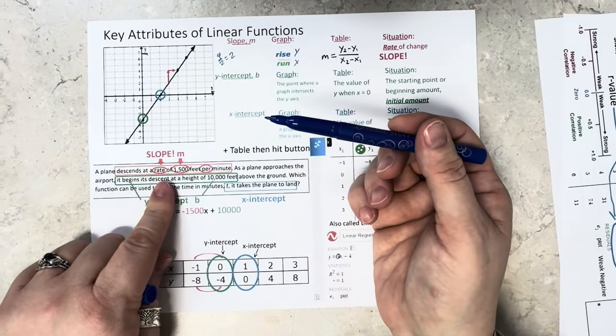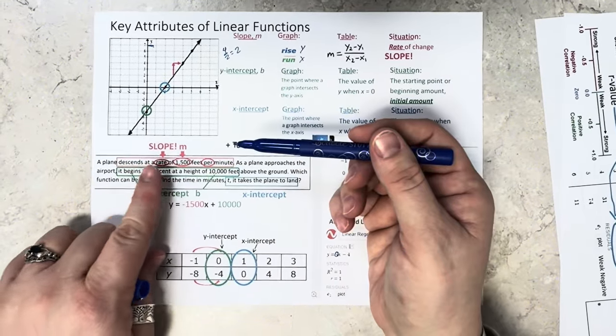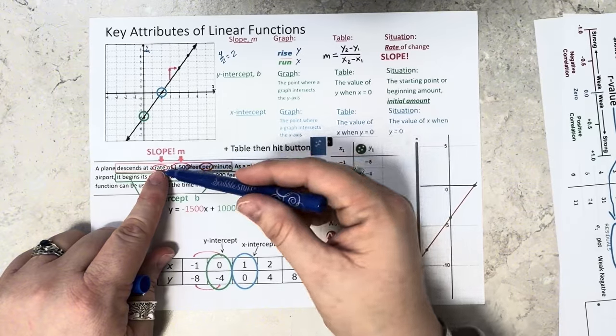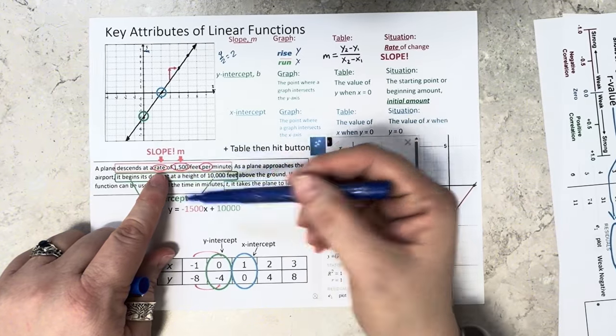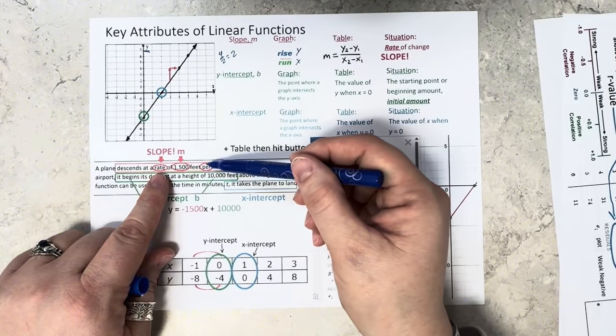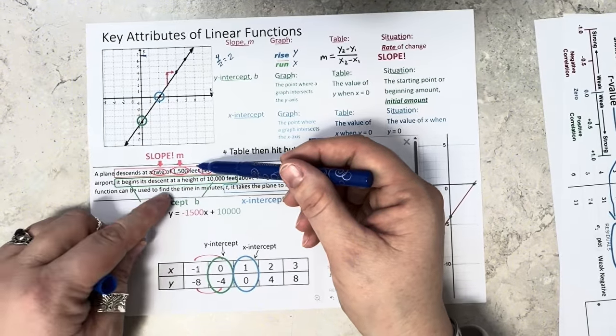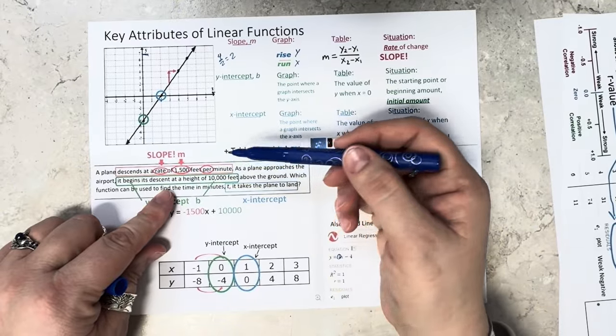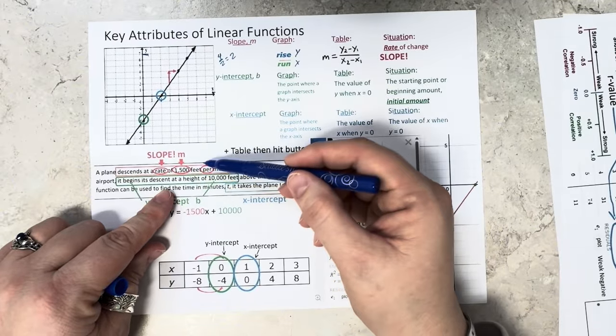Let's talk about word problems. Okay, if you see the word rate, that's going to be your slope. Whatever is right there connected with rate, that's your slope. Also, if you see the word per, this is talking about feet per minute. Okay, feet per minute. That is our rate, our slope.